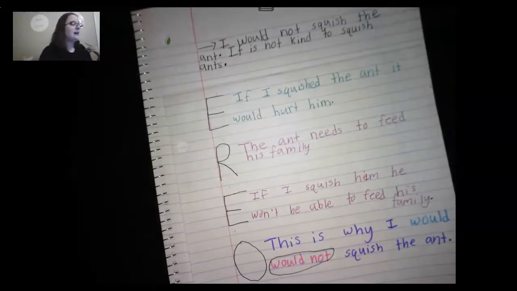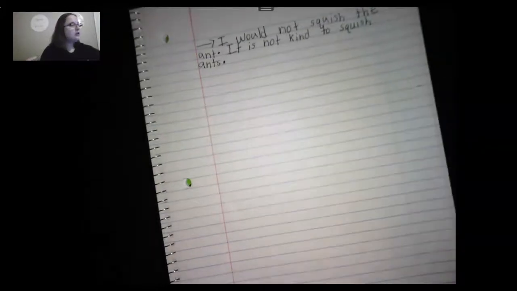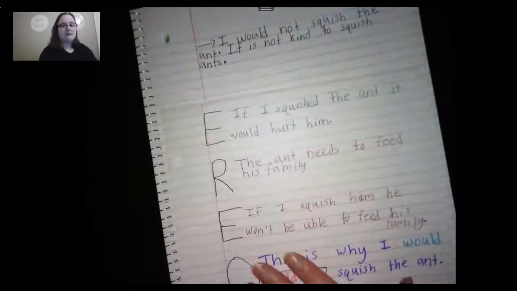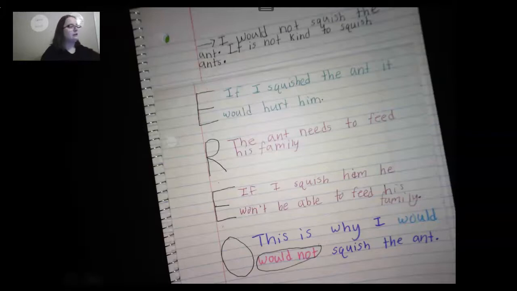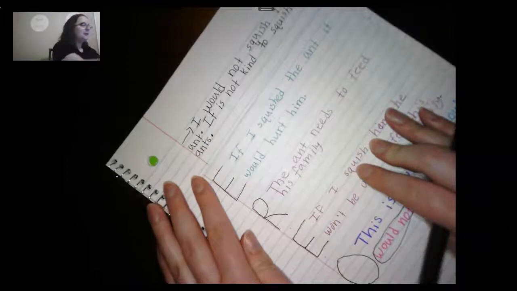And you guys did a fantastic job getting your first 2 points down from your graphic organizer. So if you would like to fold your paper to make it easier, you may go ahead and do that now. I'll give you a few seconds. Okay, very good. So then we're just going to keep going.